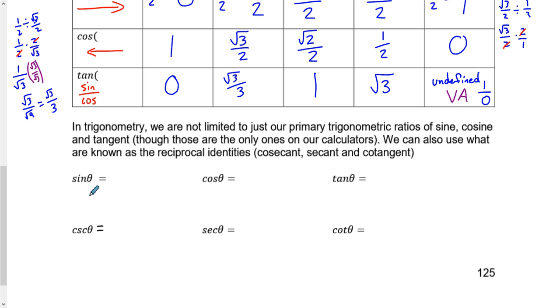Anyways, sine has a reciprocal identity. And again, we'll also talk about this a little bit later on, just like when we talk about the tangent. The reciprocal of sine is what's known as the cosecant. So the pairing is sine and cosecant. The abbreviation for cosecant is CSC.